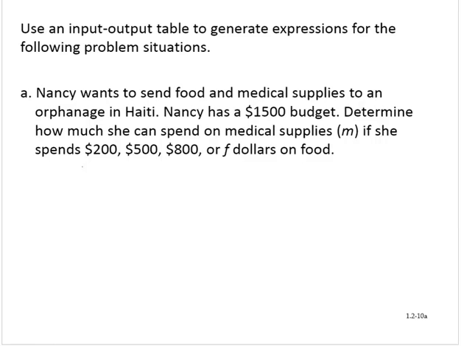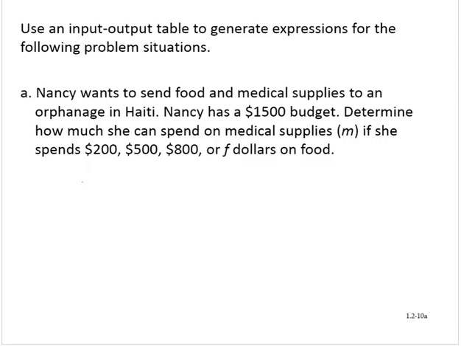Use an input-output table to generate expressions for the following situations. Nancy wants to send food and medical supplies to an orphanage in Haiti. Nancy has a $1,500 budget. Determine how much she can spend on medical supplies, M, if she spends $200, $500, $800, or F dollars on food.